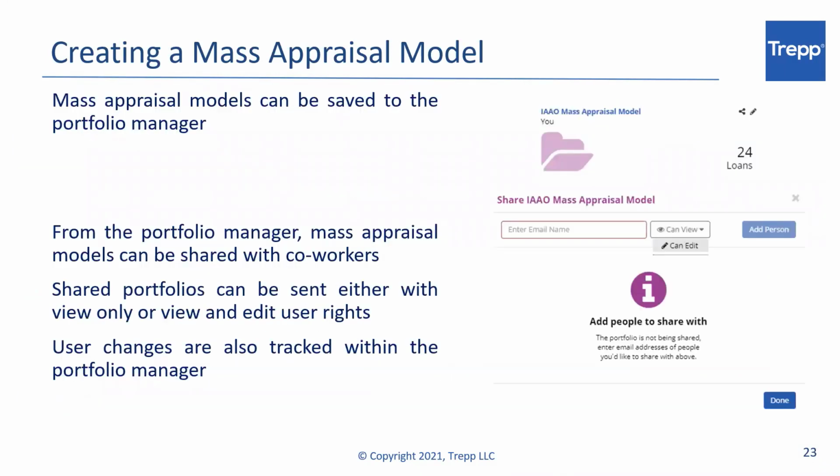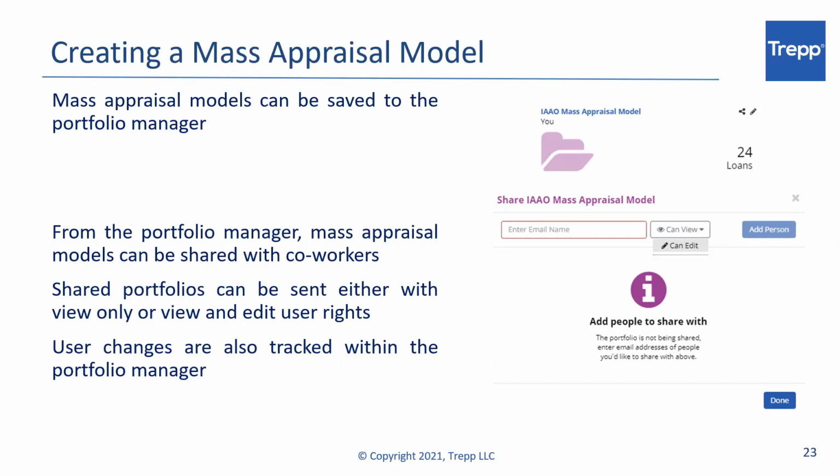Once that's been done, you can save the model, and we talked about this a little bit earlier. Once that model or the portfolio is saved, a consultant can then share it with other users on their team. And in this example, you can see on the right-hand side where we have shared the mass appraisal model, there's a couple of options. So as a user, I can give access to this model or this portfolio to my coworkers in a view-only capacity, so they're effectively a read-only user of the data, or I can give them access to view and edit. And in that case, you could have multiple people working in the same portfolio collaboratively in real time.